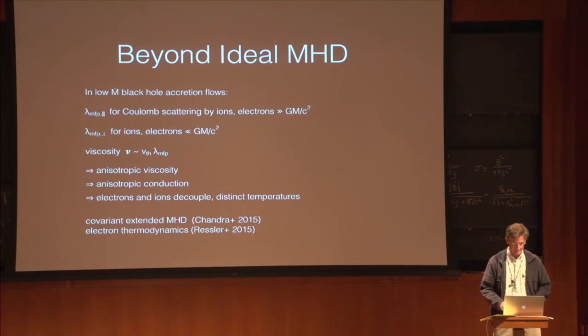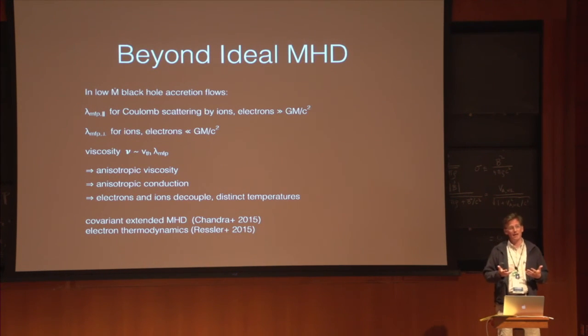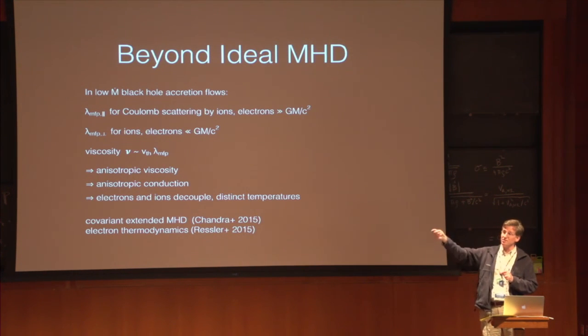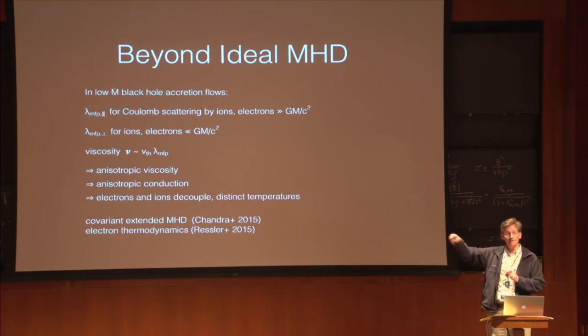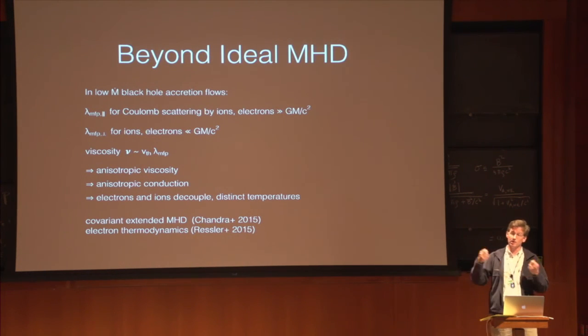Set that down. Okay, so this leads to a couple of observations. The first is that the viscosity that's present is likely to be anisotropic. So particles can carry momentum along field lines, but not perpendicular to field lines because they're constrained by their gyro orbits. We will also have not just momentum transport, but also energy transport along field lines, so thermal conduction.